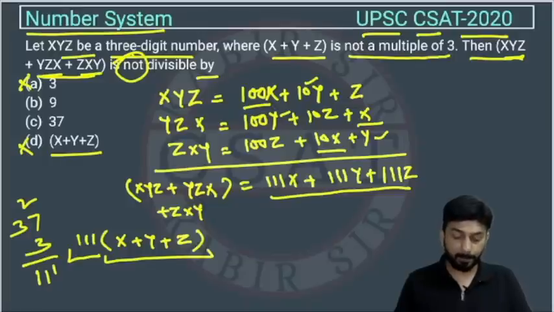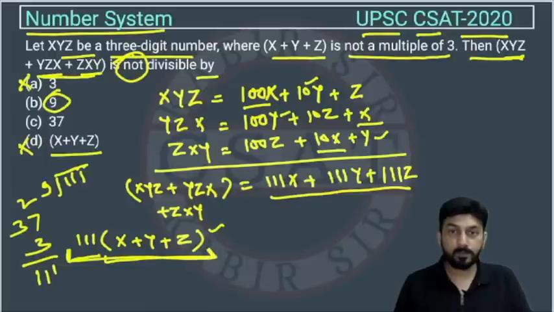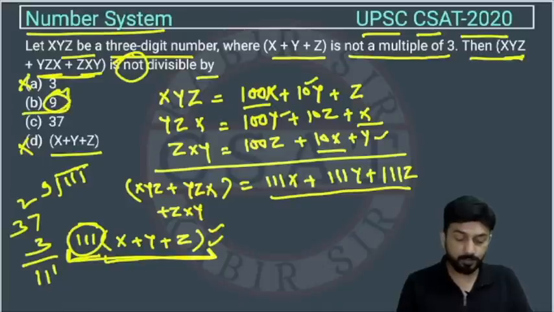And what about 9? If we divide this with 9, this value is not divisible by 3, this value is also not divisible by 3, but this value is. If we divide 111 by 9, we can't divide it exactly. It is not exactly divisible. So this number will also not be exactly divisible, because XYZ is not divisible by 3, so it will not be divisible by 9 either. 111 is divisible by 3 but not by 9. So the answer to this question will be option B. So B is the correct answer.